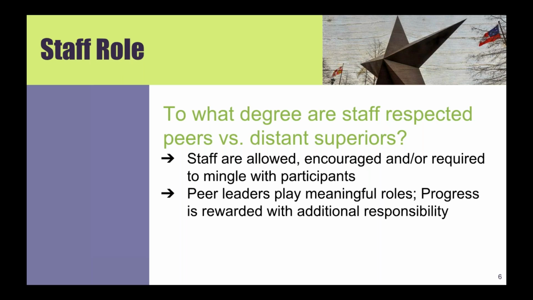Staff are allowed, encouraged, and oftentimes required to mingle in with the participants. Some of the best engagements are going to be happening in Smoker's Corner or over a meal. The interaction between staff and residents should not only happen in the context of a scheduled meeting within a closed office or a group room. Also, peer leaders play significant and meaningful roles. As individuals progress in their own recovery, they are rewarded with additional responsibility, these peer leadership roles.